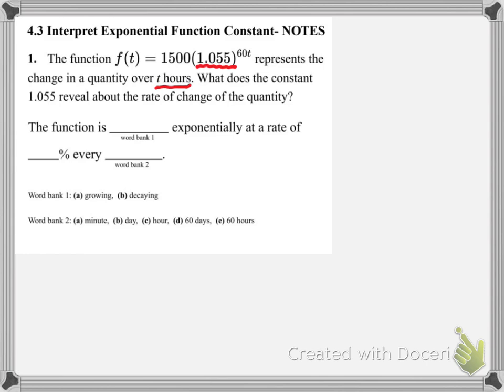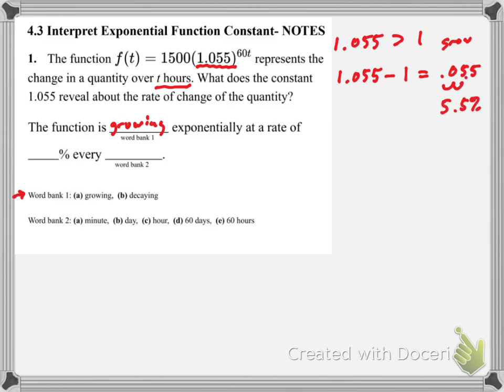Okay, so here's your first. Now, you guys are going to have drop-down menus. Because I printed this out, they give you the word bank. So 1.055 is bigger than 1, so we have growth. So the function is growing exponentially at a rate of what? Well, 1.055 minus 1 equals 0.055. They want the percent, so we got to move it 2 to the right. So it's 5.5%.